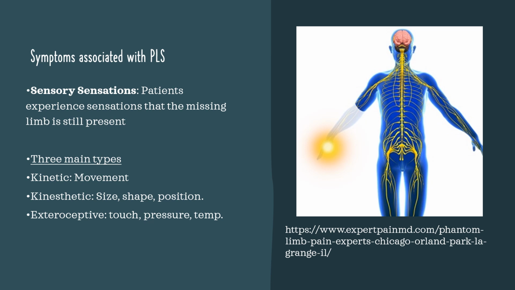These sensations are defined by three main types. There is kinetic, so movement in the absent limb; kinesthetic, so the shape, the size, and the position of the limb, and you feeling that and still thinking it's there; and exteroceptive, so for example, feeling you're touching, there being pressure, or there being temperature in that absent limb.